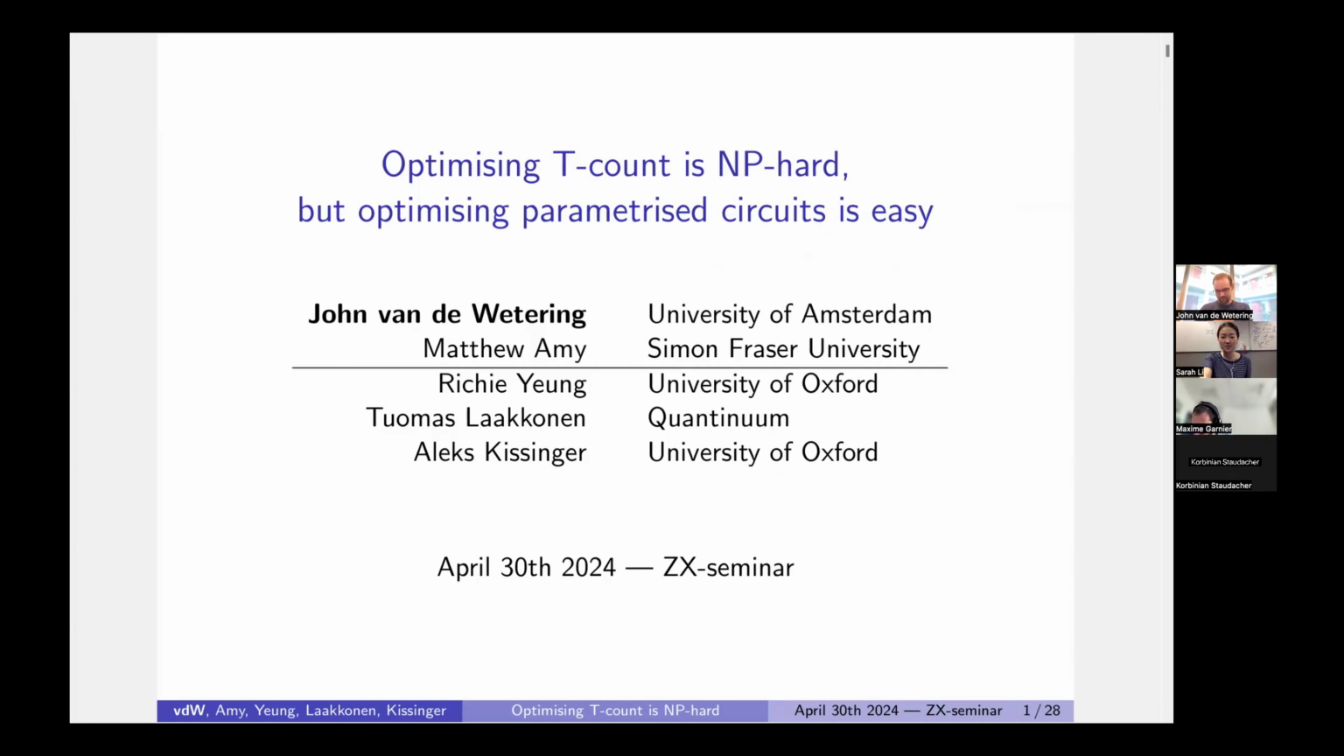And today we have John van de Wetering, and he's going to tell us about optimizing T-count is NP-hard, but optimizing parameterized circuits is sometimes easy. And this is based on two papers. And the floor is yours.